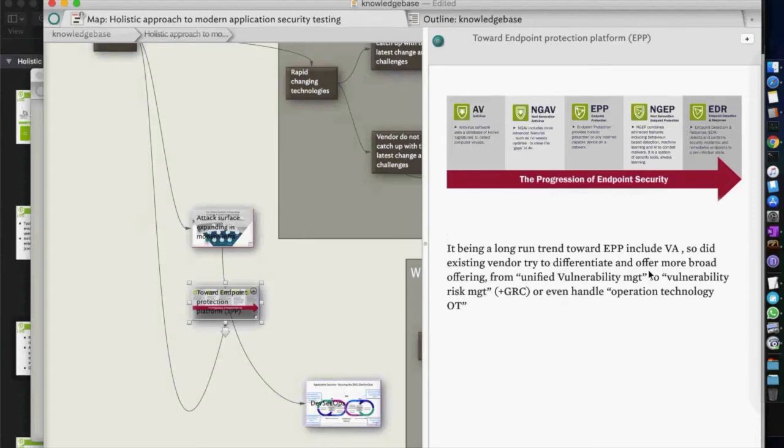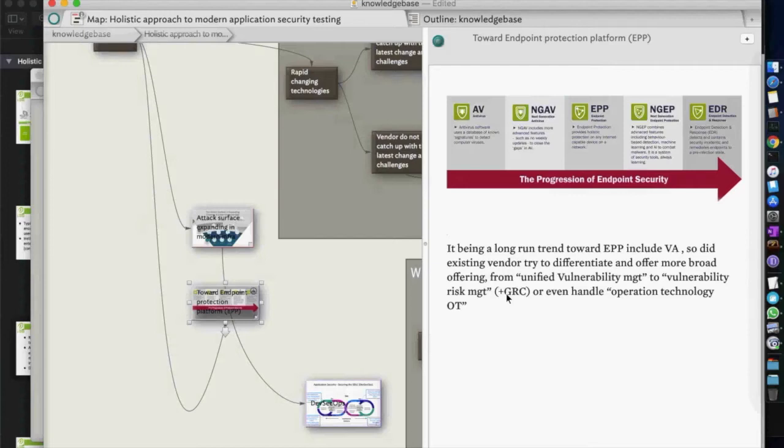But as a counter response to avoid the long-term trend to EPP, some vendors are making a smart move by expanding the application security testing, or what they call unified vulnerability management, to provide more and more niche functionality that is hard to copy or incorporate into EPP. Or they even use the term vulnerability risk management by incorporating governance, risk and compliance mechanisms, to make their tool more niche to the customer in that specific area.